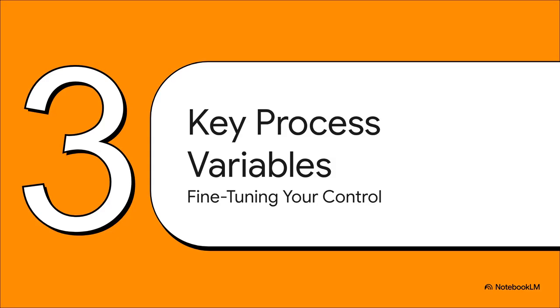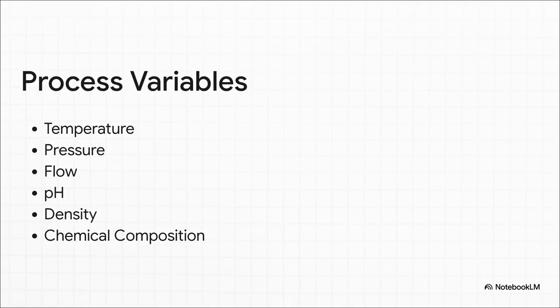So here's the crucial point. Once the process is consistent, we're not finished, not even close. We need to understand the variables that keep it that way. This is all about fine-tuning our control. So what are these variables we're talking about? Well, think of them as the measurable vital signs of your process. Things like temperature, pressure, flow rate, even chemical composition. These are the dials and gauges that tell you if everything is running exactly the way it should be.